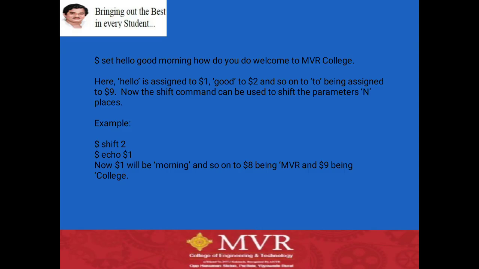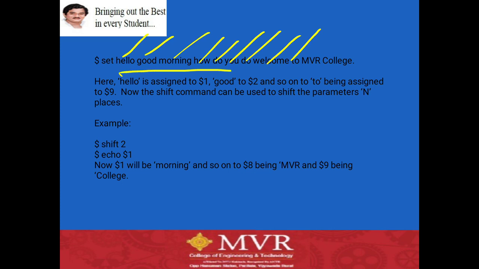Set hello, good morning, how do you do, welcome to MBR college. Here, hello is $1, good is $2, morning is $3, how 4, do 5, you 6, do 7, welcome 8, to 9. So the first 9 positional parameters will be assigned up to here. MBR college will not be stored in any positional parameter, because there are more than 9 arguments. Now I want to bring MBR into the positional parameters list, so I can use shift 2.